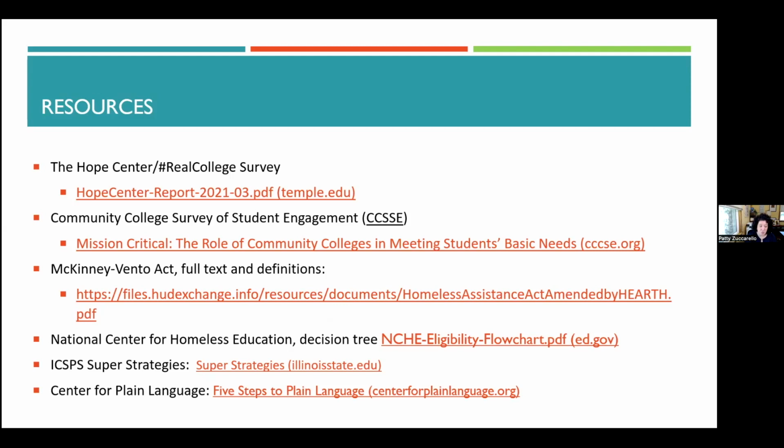And then, of course, the good people at ICSPS have a fantastic super strategy document about working with students who are homeless. This is partially because students experiencing homelessness and students in care are special populations for the Carl Perkins Career and Technical Education Grant. So that is also another point of connection for you at your institutions, is find your Perkins Grant administrator and have a chat about what kinds of services and what kinds of supports they're interested in integrating into that grant. So that can be another way to kind of help piece things together and provide some funding.